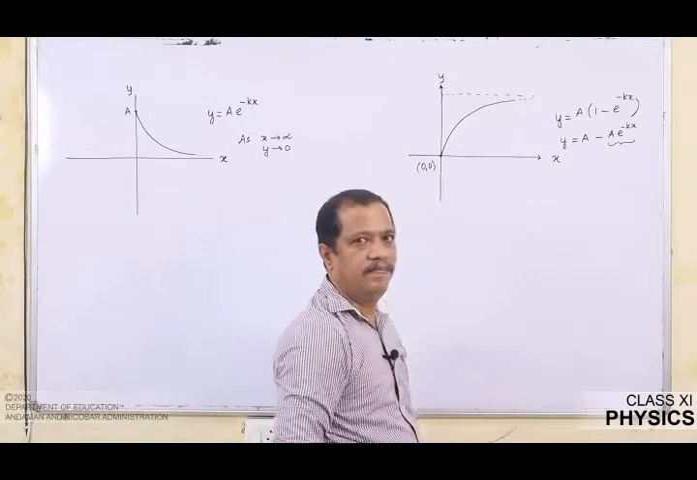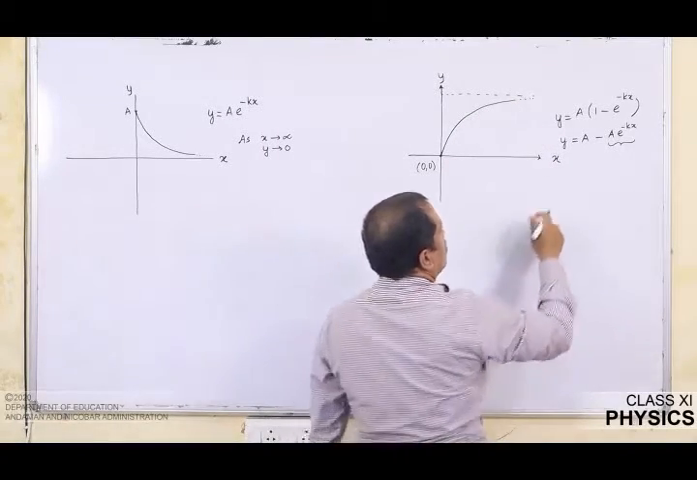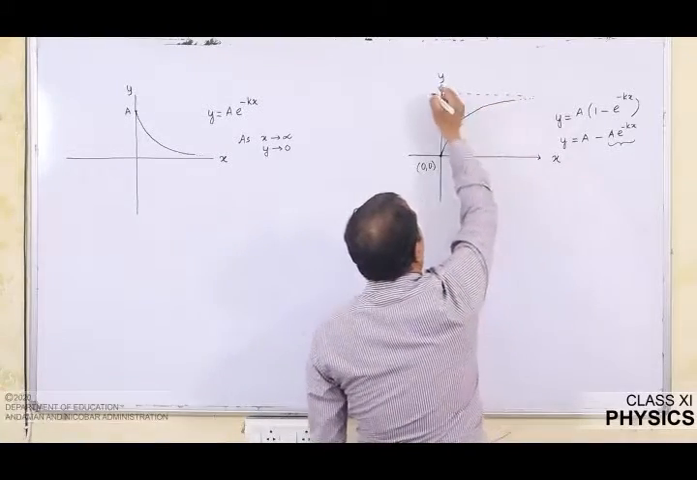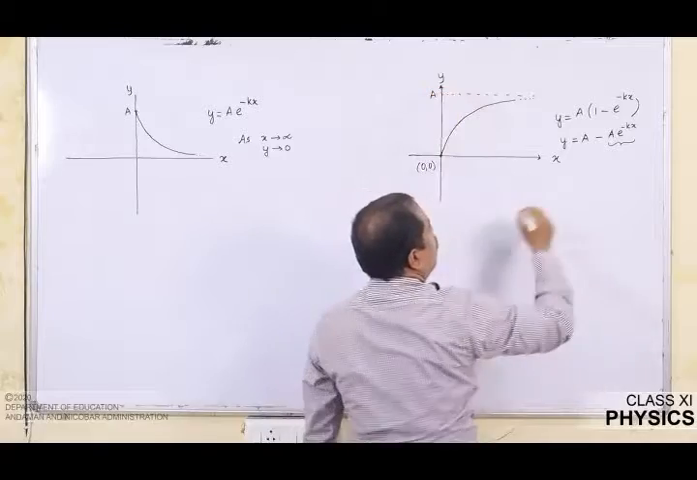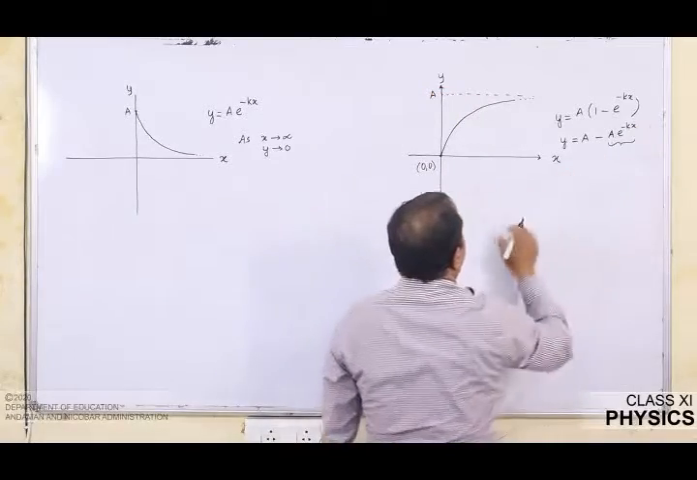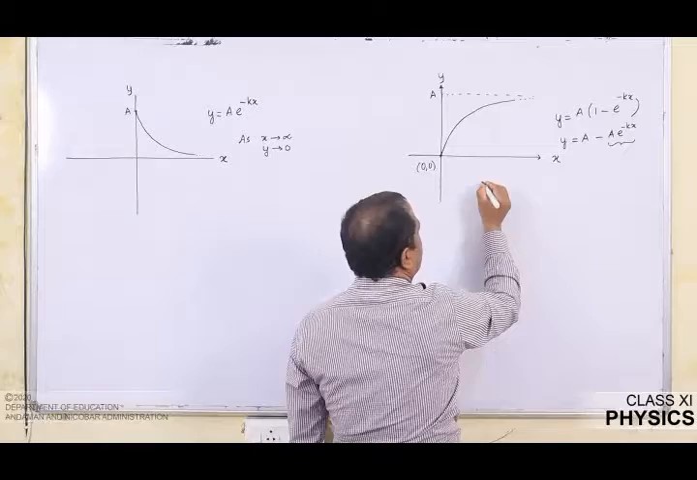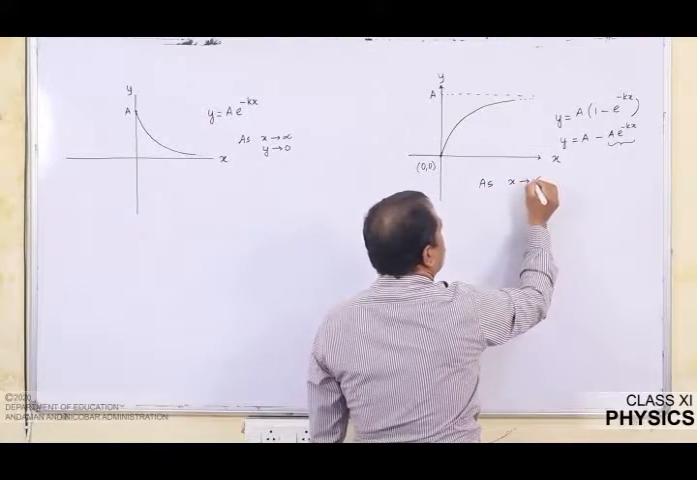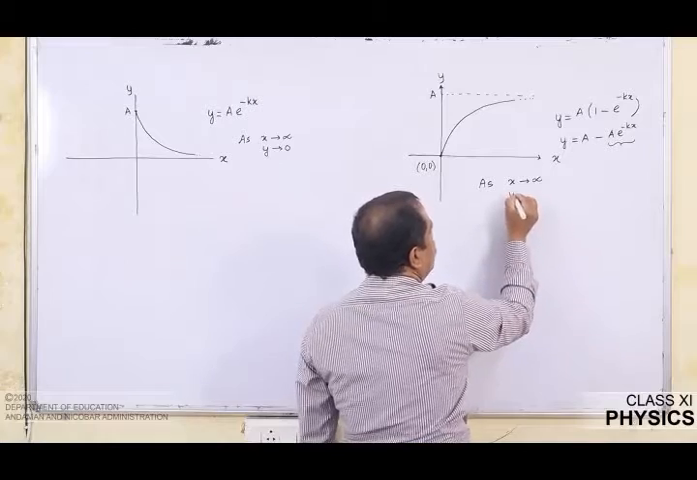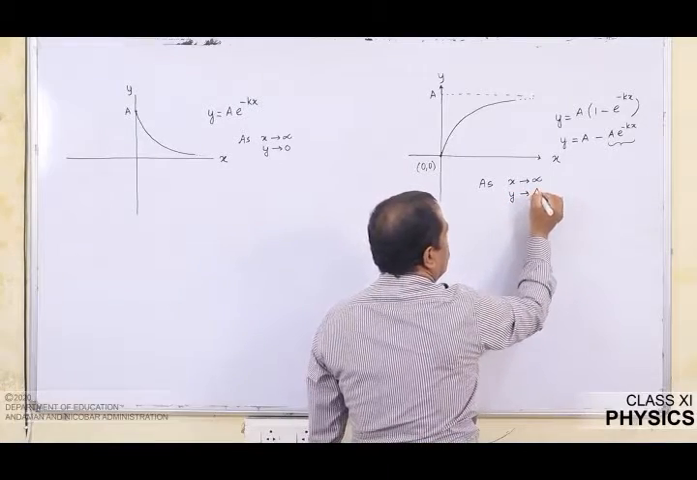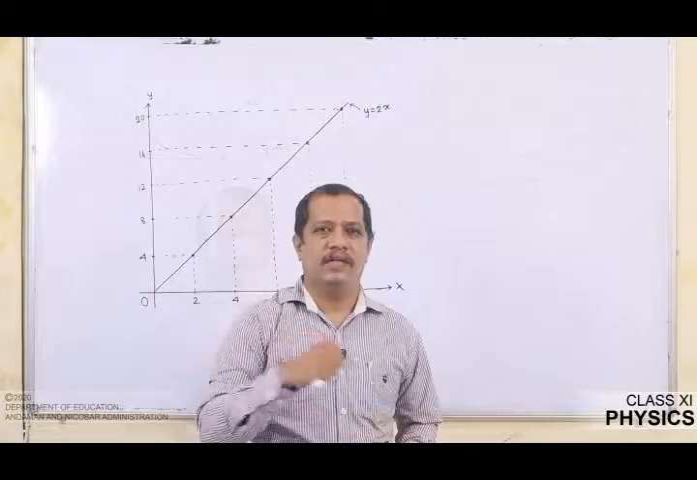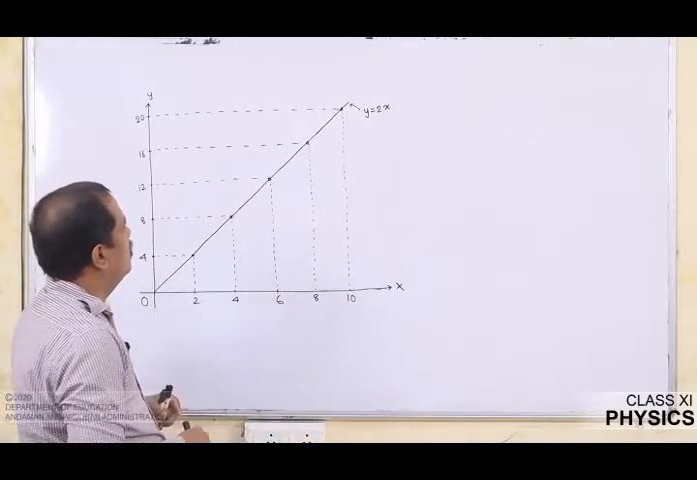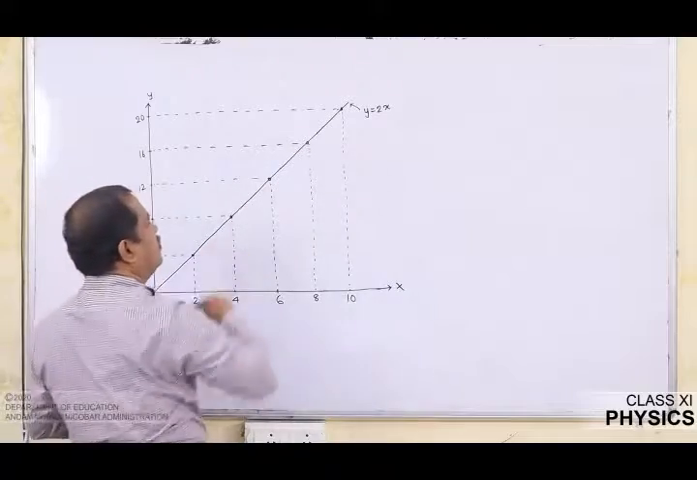And we see that the value of y approaches the value of a when x becomes very, very large. So, from this graph we see that as x becomes larger and larger, the value of y is approaching a constant a. Dear students, I have drawn a graph on the board, and the graph is a straight line.